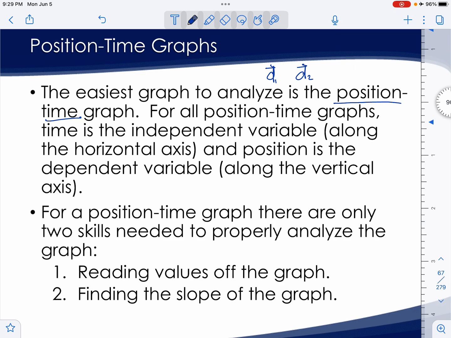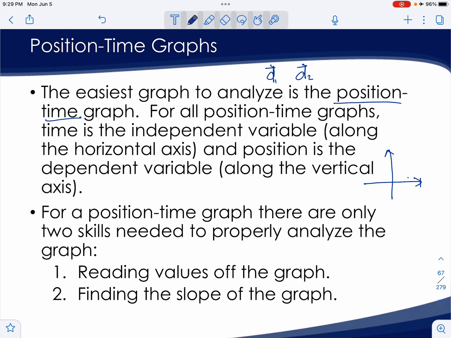And so if we were to graph this, then we would have an X and a Y axis. So the first word, position, is the thing that always goes on the Y axis. So here on the Y axis, this is going to be giving position. And here on the x-axis is going to be giving time. So when we say we're going to analyze a position time graph, this is how we're going to set up our graph.